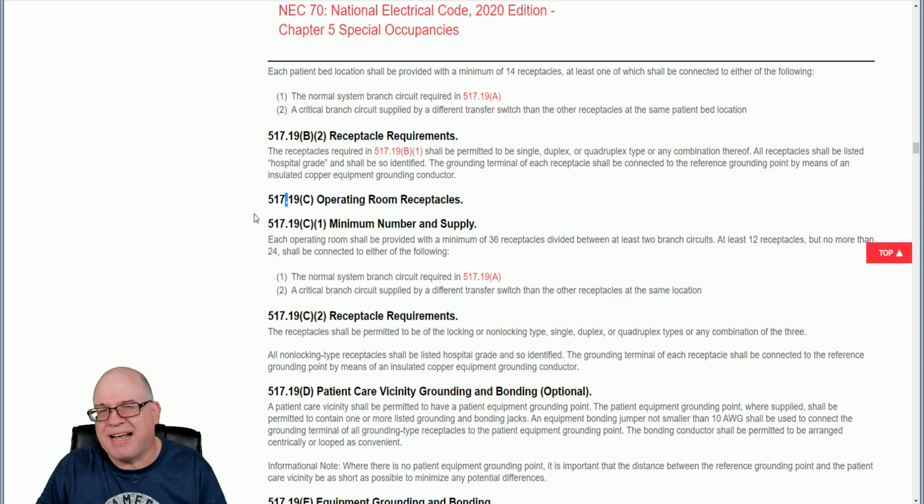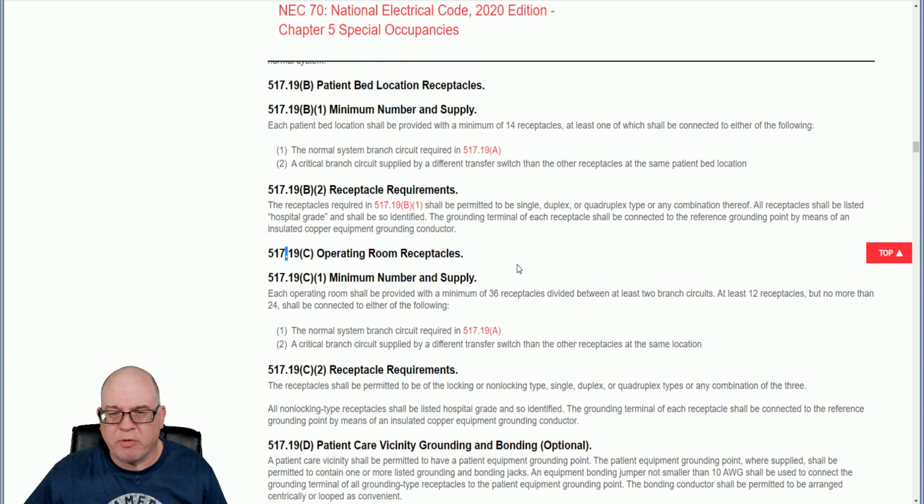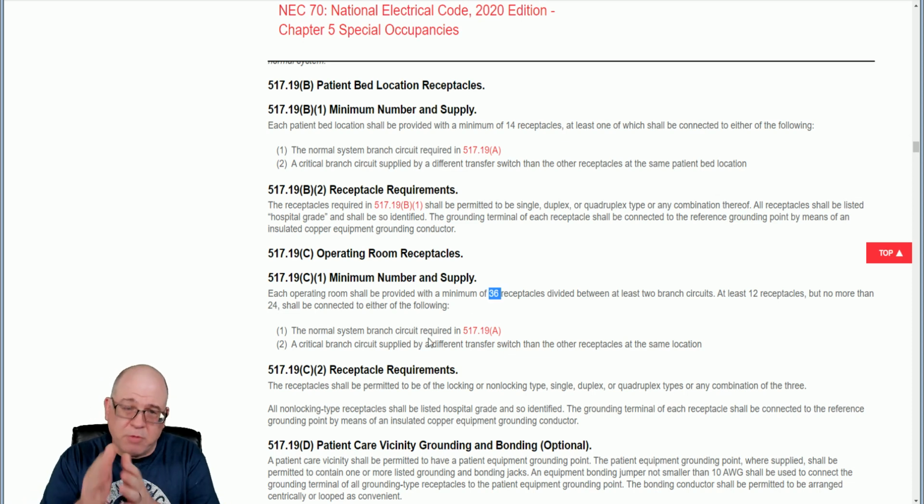Now here's the great thing about an exam. They're going to probably have in there 14 receptacles, 36 receptacles, 15 receptacles. They're going to have a number there. This is a key trigger for me because as I'm looking at the question, I'm using the answers to target what I'm looking for and help narrow it down. In the real world, you're just trying to search for the answer.